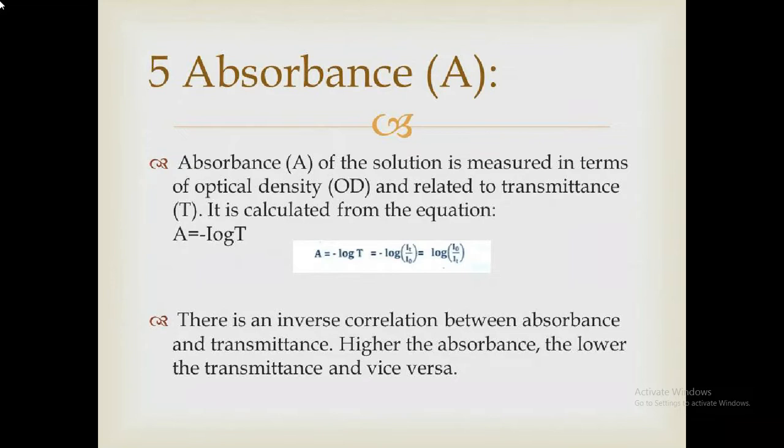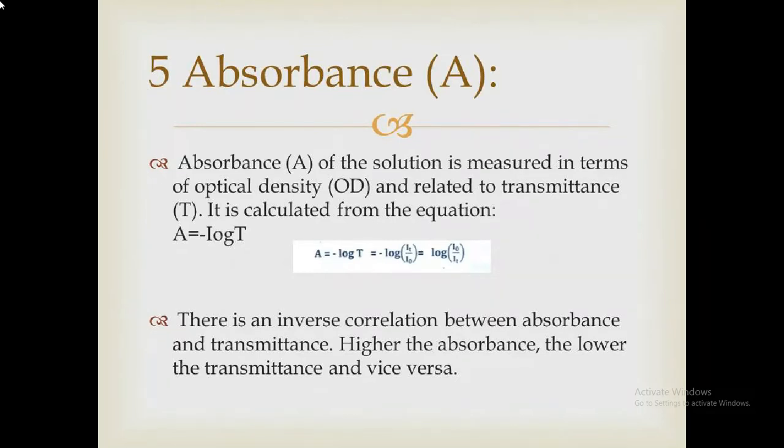Absorbance A of the solution is measured in terms of optical density, OD, and it is related to the transmittance. So the relation between absorbance and transmittance is A is equal to minus log T, and we also know T is given by IT by I0. So we get the equation A is equal to minus log T, which is equal to minus log IT by I0, where IT is the transmitted intensity of light and I0 is the incident light, and which can be written as log of I0 upon IT. Since the minus sign is there, we can change it by the logarithmic rule: minus log IT by I0 is equal to log I0 upon IT.